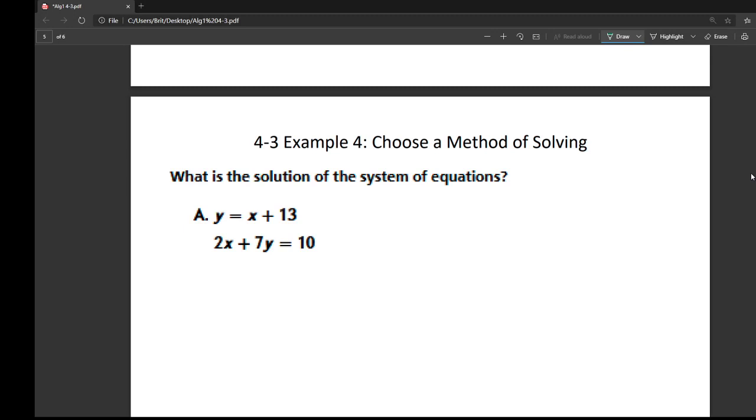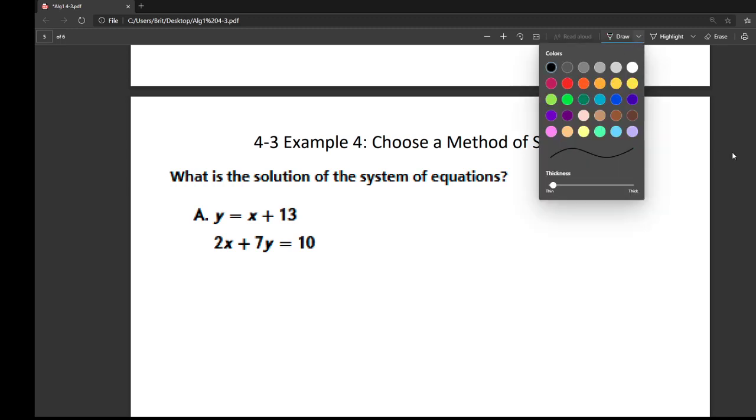In this video, I'm covering example 4 from section 4-3 in the SavvasRealize Algebra 1 textbook. So this example is all about choosing a method of solving. So it's trying to determine which method would be the easiest if you're kind of lazy like I am.